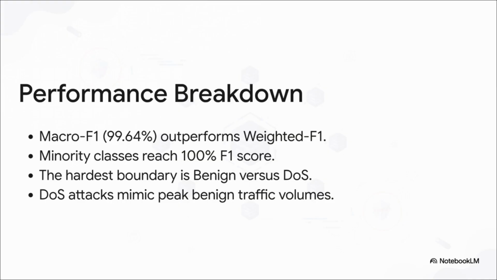And the performance breakdown shows us exactly why the numbers are so good. The macro F1 score actually outperforms the weighted F1 score, which is a huge win. It means the model is treating every class equally. It isn't just relying on the sheer volume of benign data to artificially inflate its score. In fact, for minority attacks like brute force and exfiltration, it hits a perfect 100% F1 score. The network spots them easily.